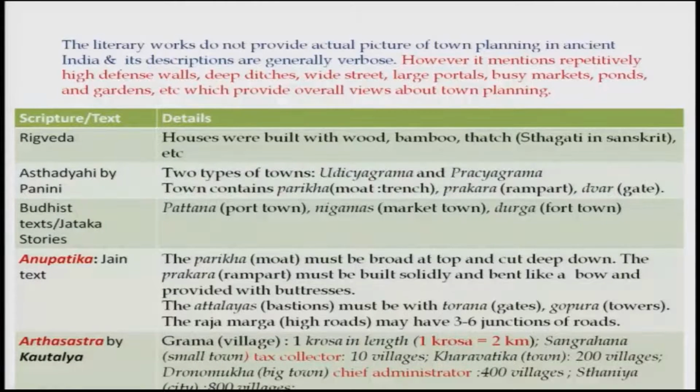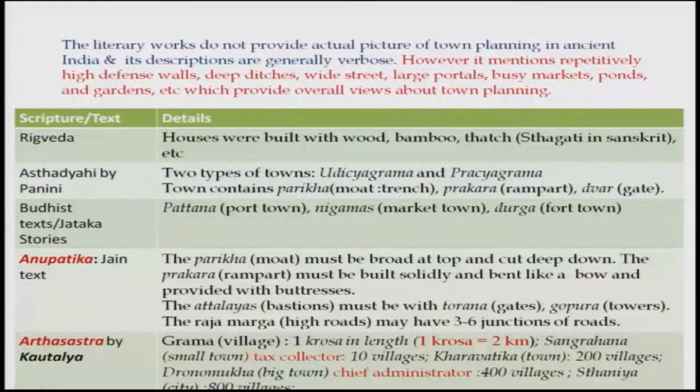And besides this, there are several Buddhist texts, of course, in which Jataka stories are there. You can find descriptions of various terminology related to towns. For example, Patana is a port town. Even in Odisha and Andhra Pradesh, you will find this word Patana even today, which was basically a Pali word, a word in the Pali language. And Nigama is basically a market town, and Durga is the fort town. Even towns were classified differently depending upon their utility.